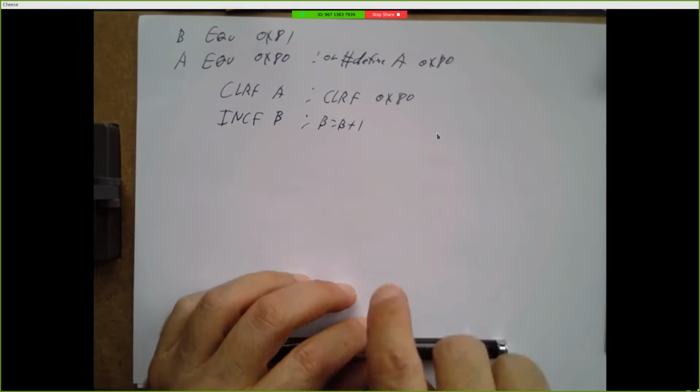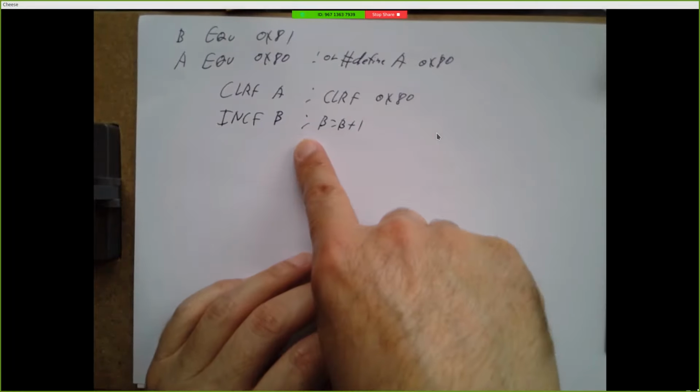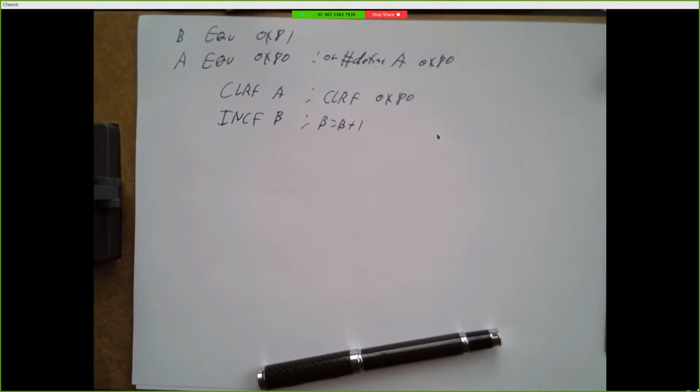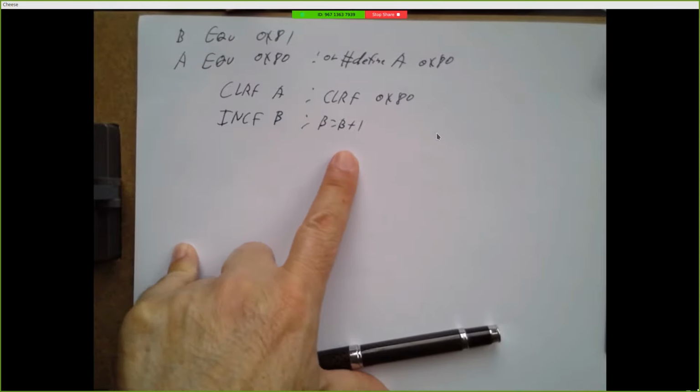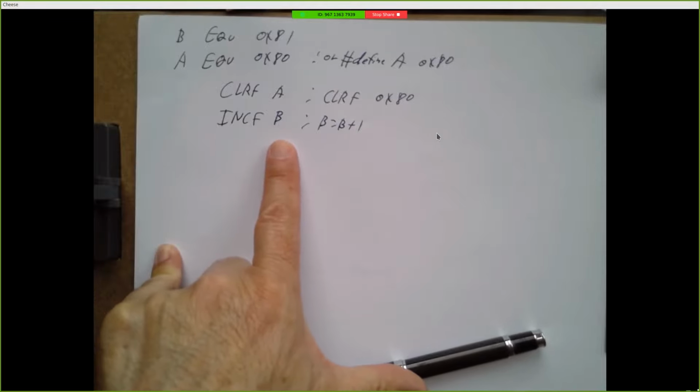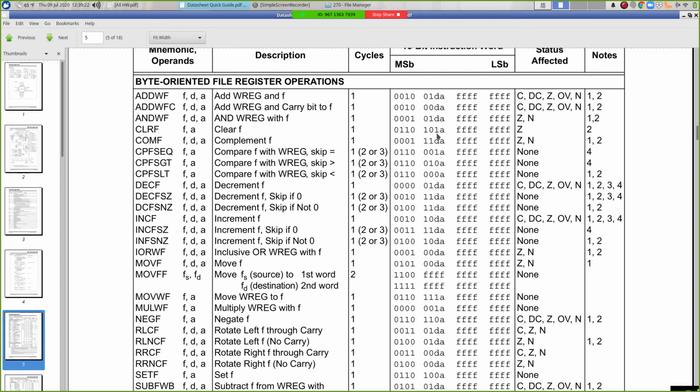So in assembly language on the PIC, a semicolon starts a comment. So anything that comes after a semicolon is ignored by the assembler. So we can just write stuff there to help us know what's going on. So my comment here is I'm setting B equal to B plus 1. INCF B is my assembly language instruction. And when that gets assembled, INCF right down here has an opcode of 001010.